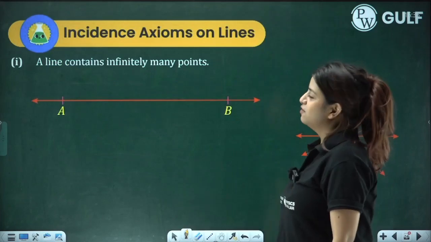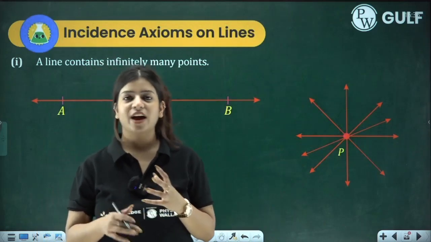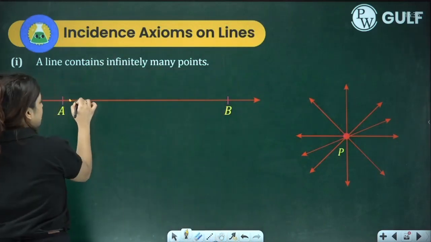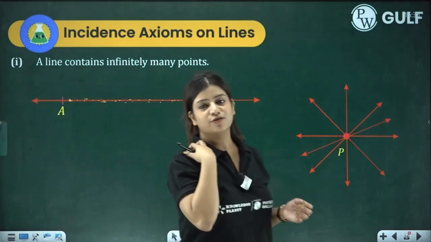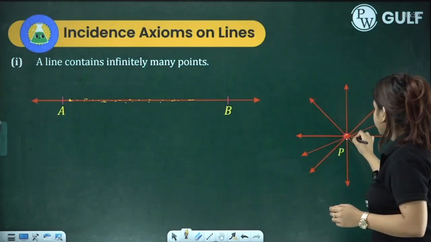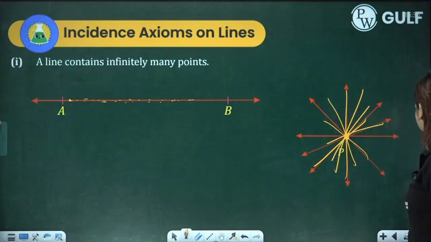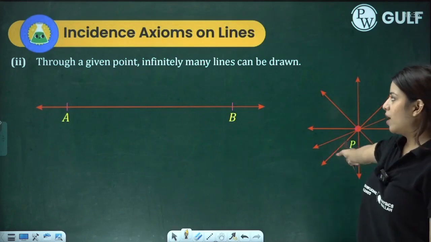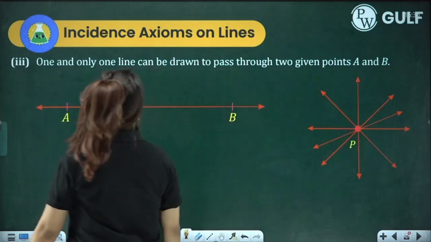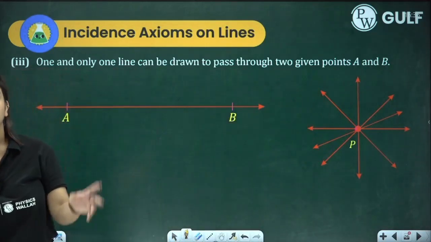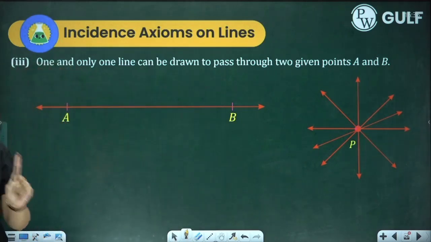A line contains infinitely many points. So what is a line specifically? It is a collection of points. So there are many small points present in the line, which combine and form your line. And students, infinitely many lines can pass through one single point. Next, through a given point, infinitely many lines can be passed. We have already discussed it. And one and only one line can be drawn through 2 points A and B. If 2 points are given to us, only one line can pass through these 2 given points.